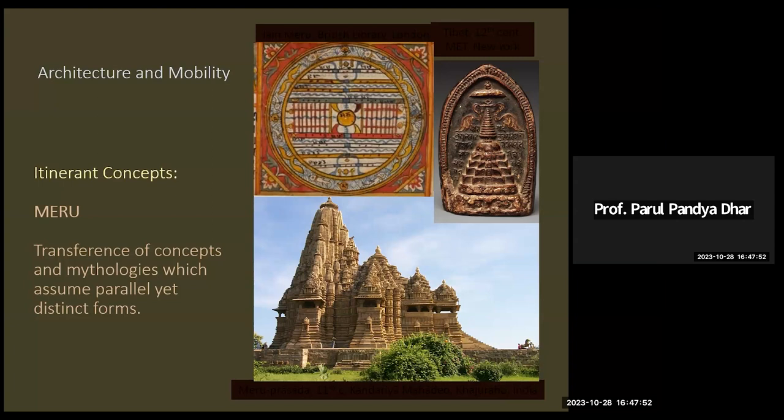The motif of the mythical mountain Meru as the mountain of gods, as a cosmic organizing principle located at the center. So this is a tablet showing the Meru. This is, of course, a cosmograph in a manuscript. And this is Kandariya Mahadev in Khajuraho that reflects the concept of the Meru in the Indian context. So the Meru, in terms of concept, is the mountain of the gods, a cosmic organizing principle located at the center of the universe, with its summit being the highest point on Earth.